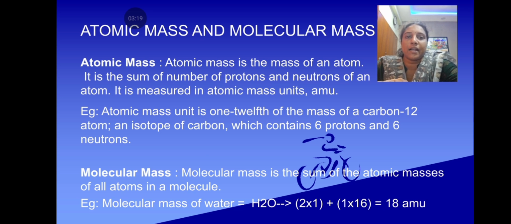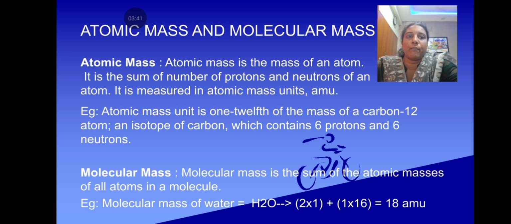Next is atomic mass and molecular mass. Atomic mass is the mass of an atom. It is the sum of the number of protons and neutrons in an atom. So it can be expressed in AMU. This is the atomic mass unit.